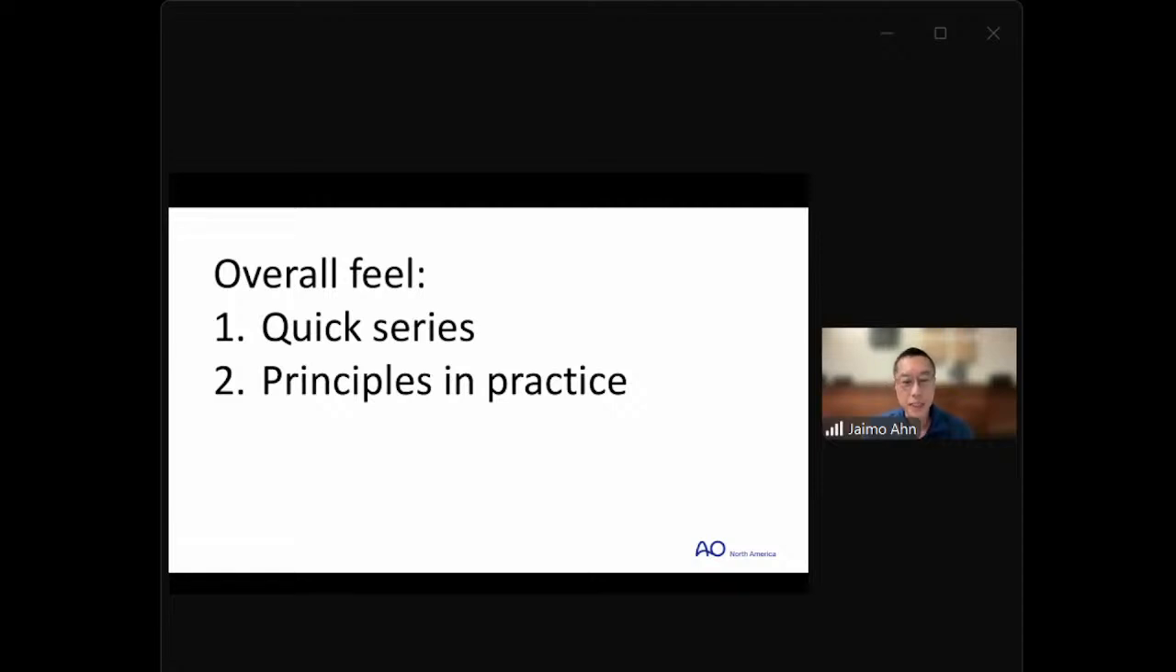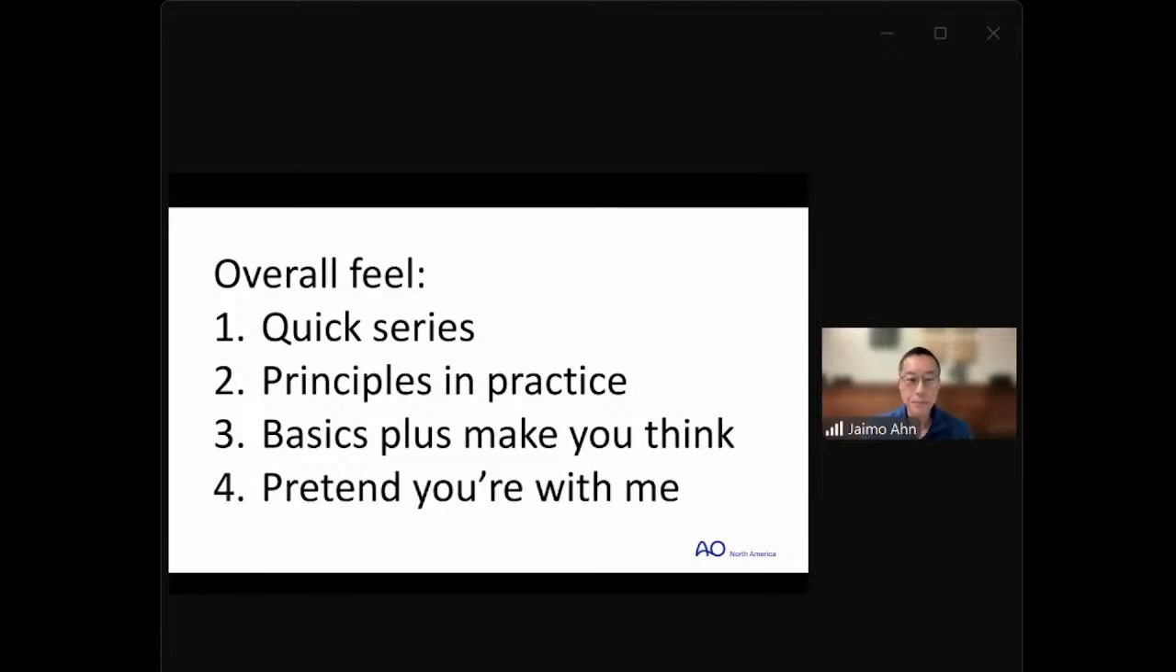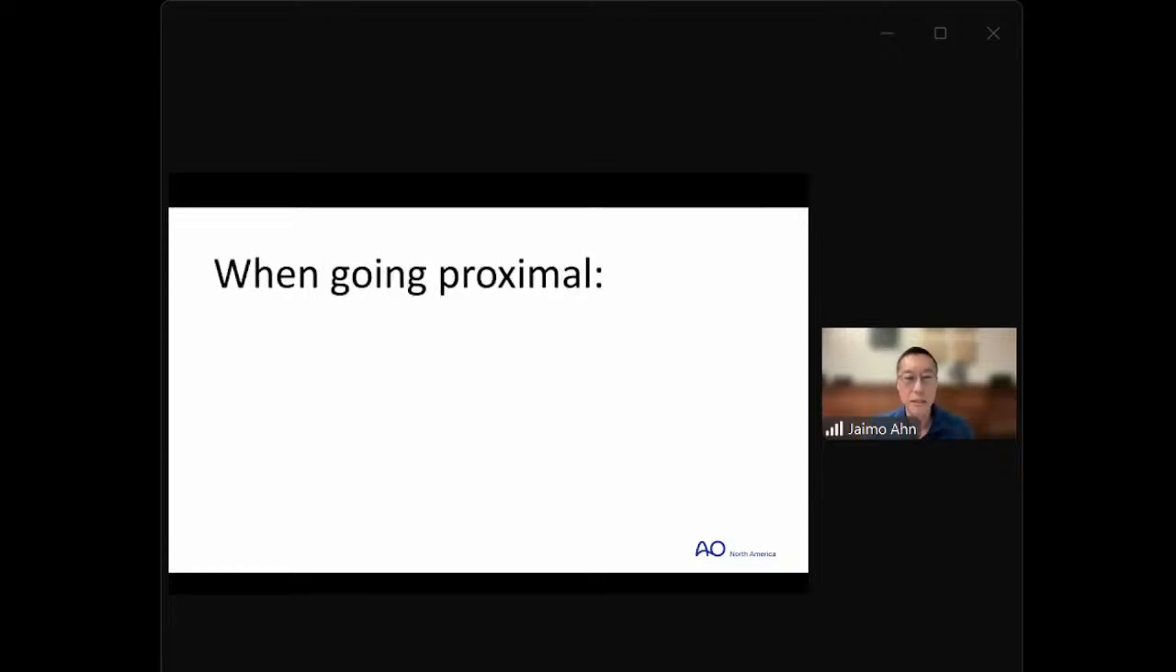Some principles going into practice, basics plus making you think, especially with the third case that I'll present. And please pretend you're with me. Say, oh there's no way I would have ever done that, or wow, that was so smart, that was brilliant. When I ask a question, I'm not going to do a poll so that we can keep moving along, but please answer for yourself. Would I replace it? What kind of plate would I use? Would I use a fancy pre-contoured plate? Would I do something else? And so please follow along as if you're sitting right here in this room with me, discussing actively.